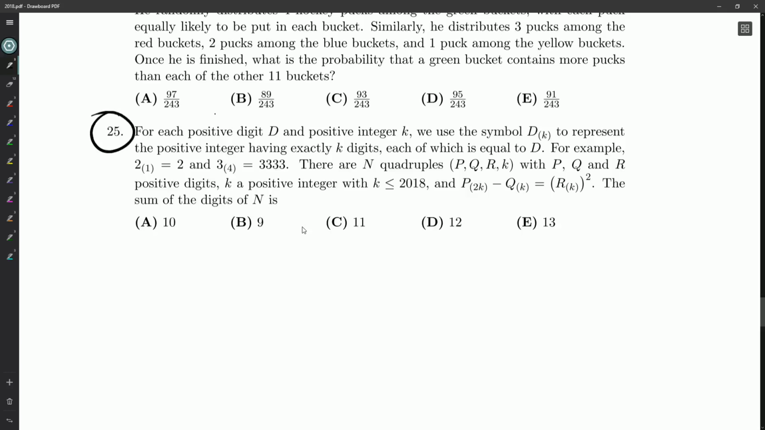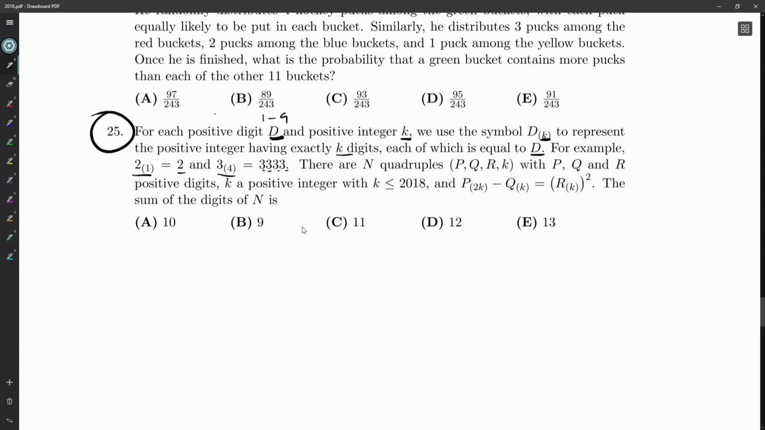For each positive digit d and positive integer k, so I guess digit d they mean 1 through 9, and positive integer k, we use the symbol d and then k in brackets to represent the positive integer having exactly k digits, each of which is d. So just repeated digits, I guess. So 2, 1 is 2, because 2 is repeated 1 time. 3, 4 is 3 repeated 4 times.